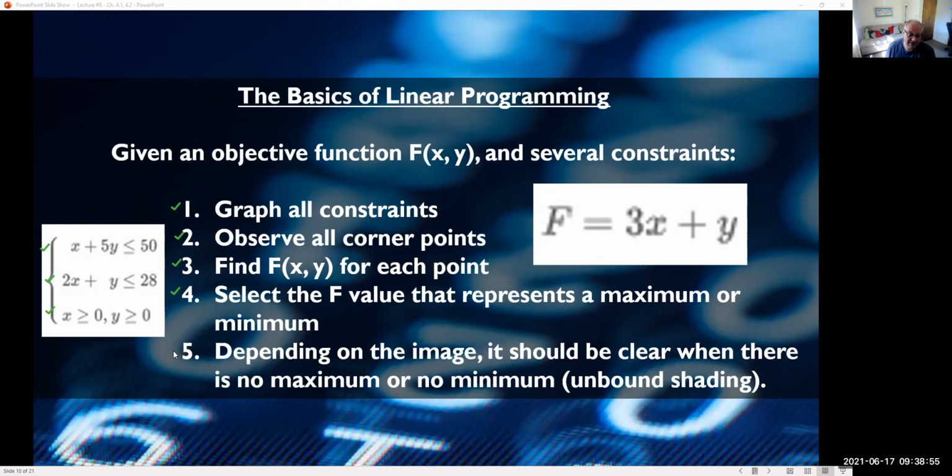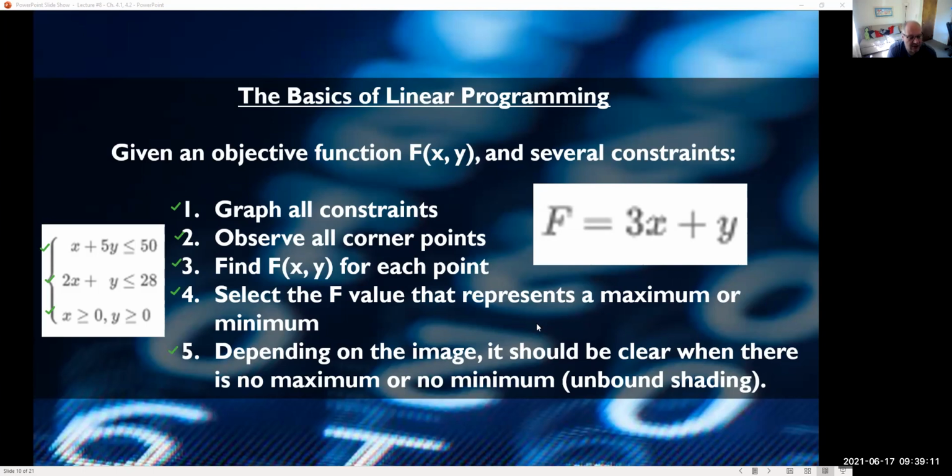And also note that depending on the image, it should be clear if there is a max or a min. In the last picture, there was an unbound area that went upward. That means there's no max. And sometimes in the same way, you can have a shaded area that goes downwards in some direction. You could say there's no min.